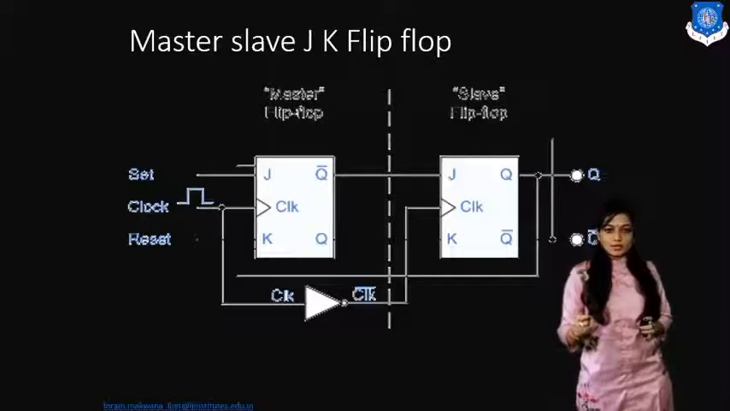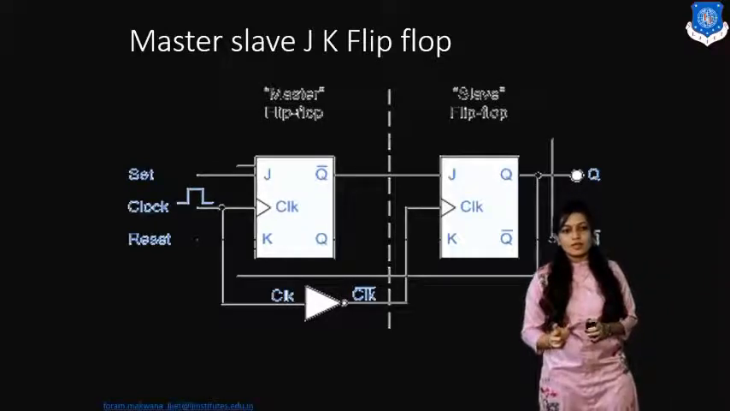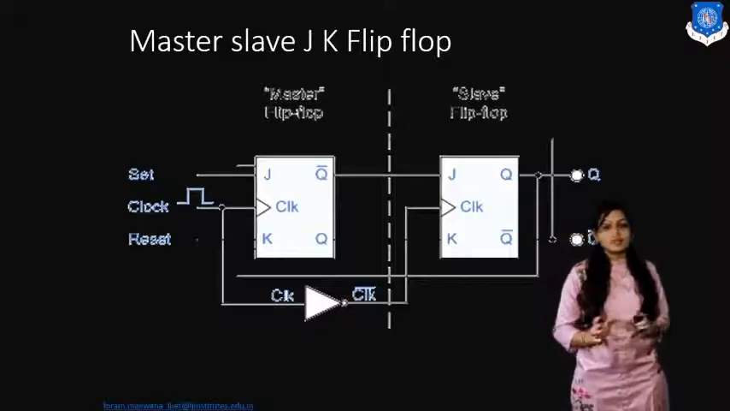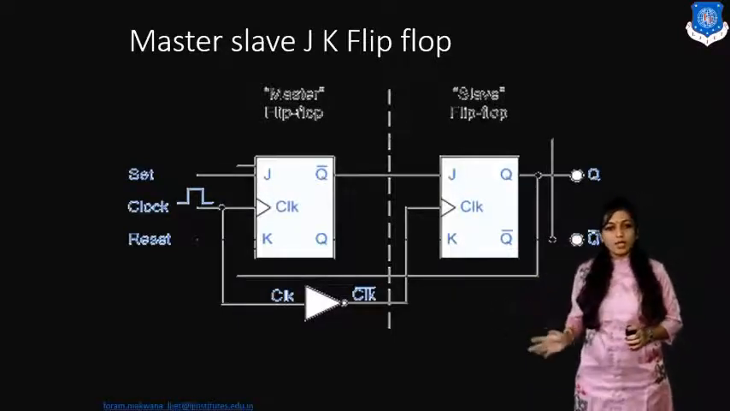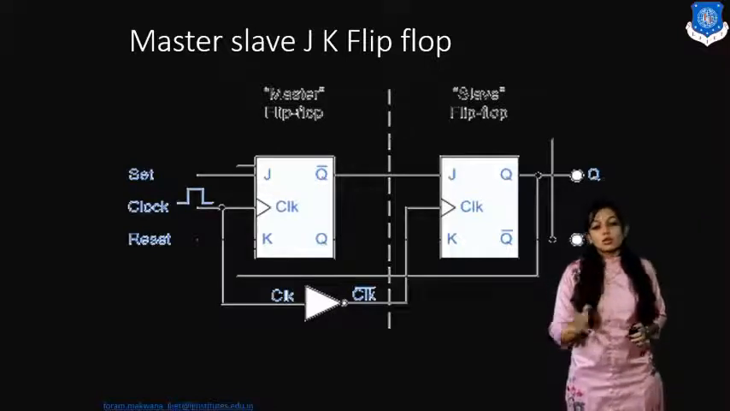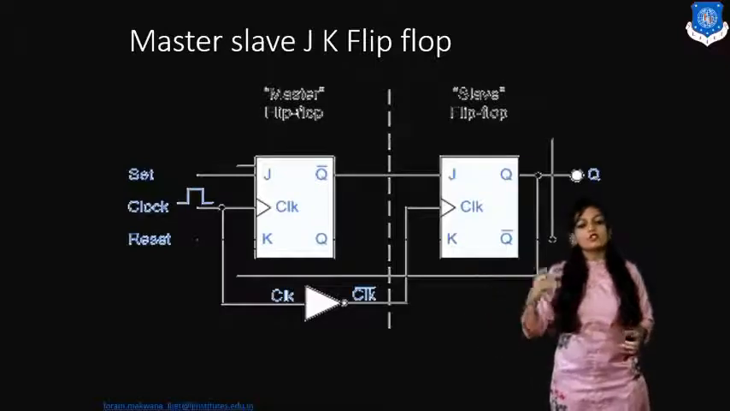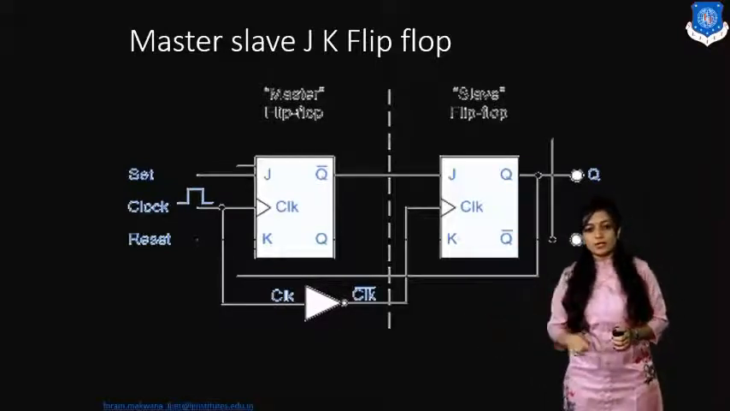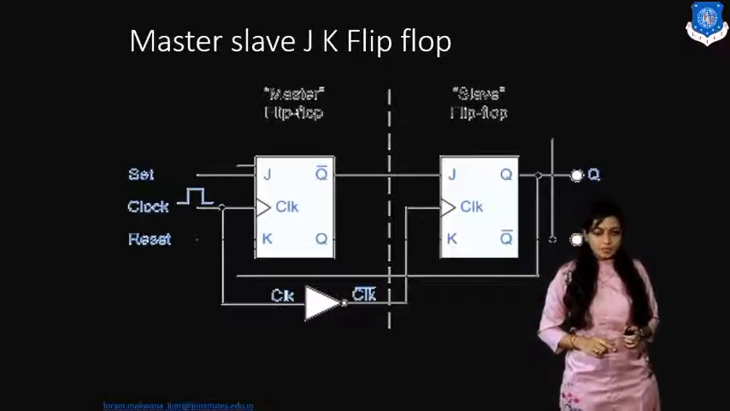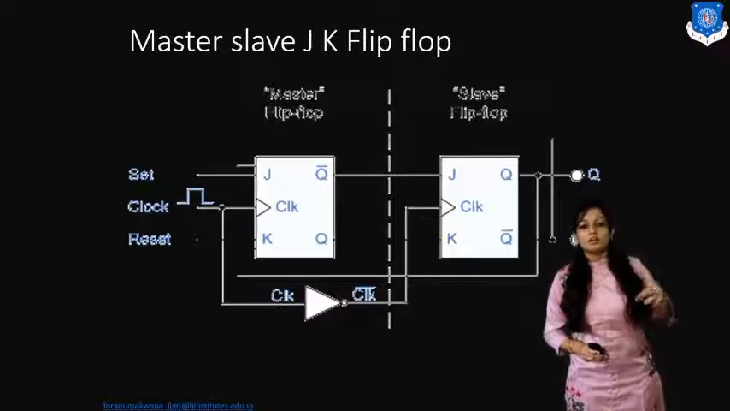So two inputs are there, J and K. It is the same way as we apply the set and the reset. Two outputs are there, Q and Q bar, okay? And the clock is there. The clock is directly connected to the master flip-flop and its complement form is connected to the slave flip-flop with the help of this NOT gate. Right? Two inputs, J and K, two outputs, Q and Q bar.